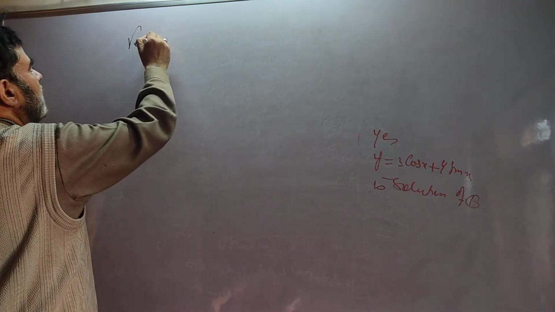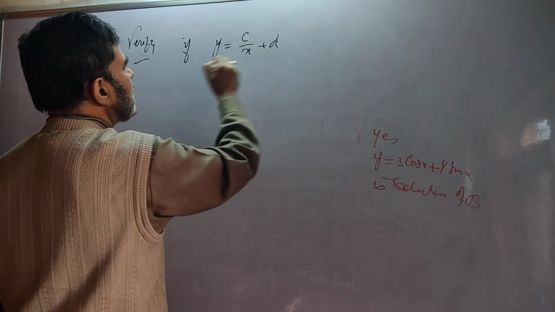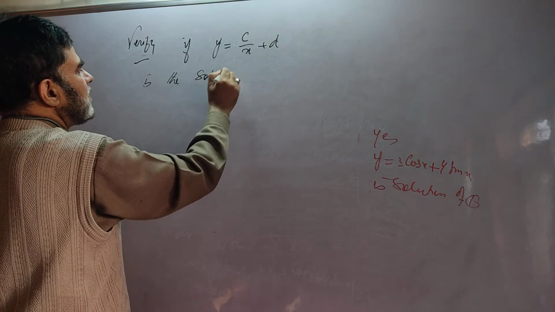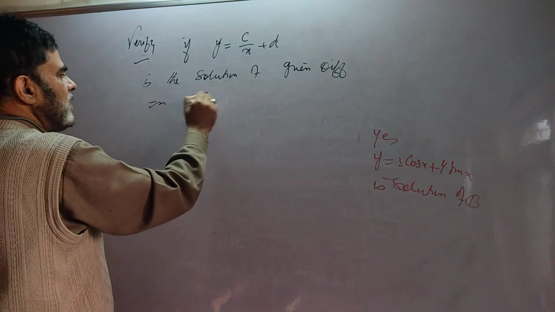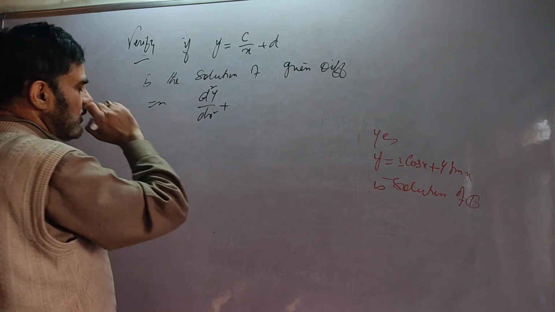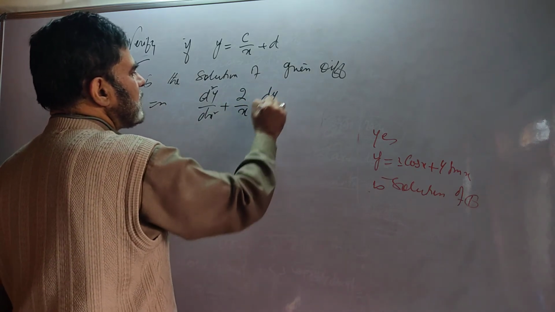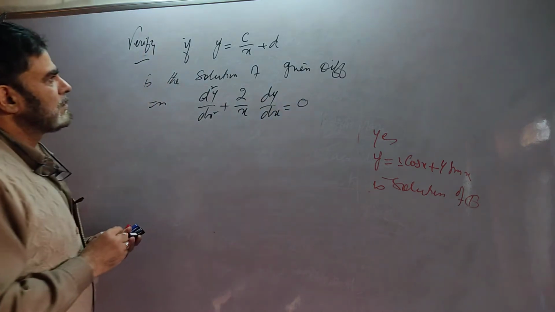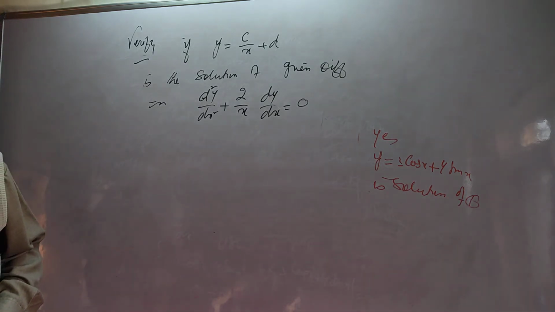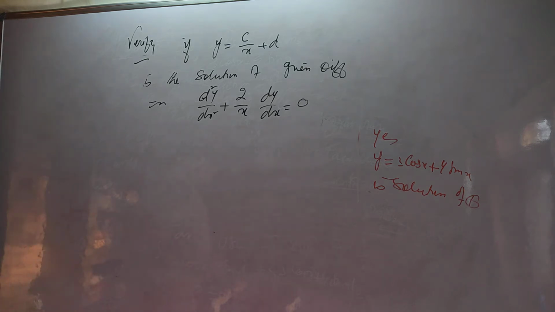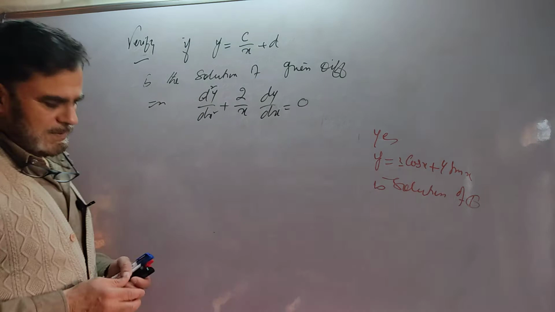Verify if y is equal to c by x plus d is the solution of the given differential equation d2y by dx square plus 2 by x dy by dx is equal to 0. Whether this is the solution of the differential equation, let us verify it. Is this a solution? y is equal to c by x plus d.